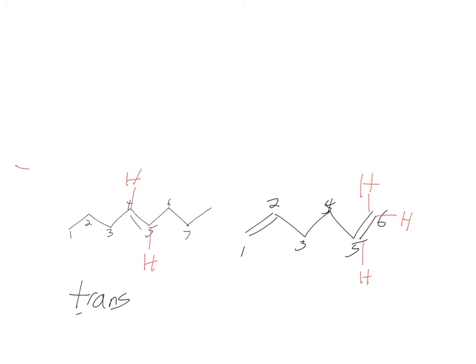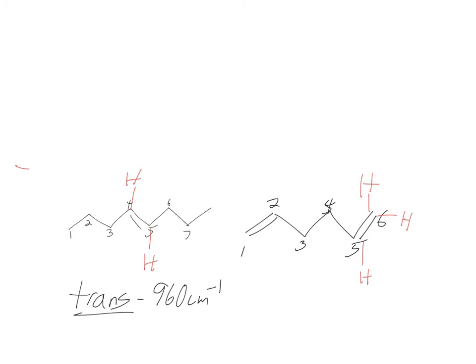This is that fingerprint region. Where's the trans alkene in the fingerprint region? 960? Yeah. Now, what are both of these? What kind of alkenes are these? What's the substitution on them? Mono, di, tri, tetra.